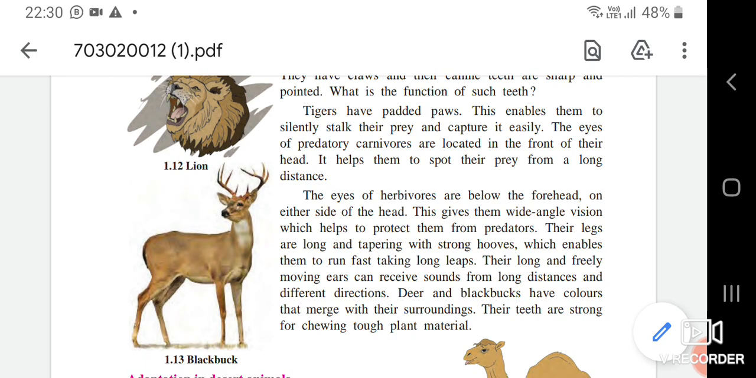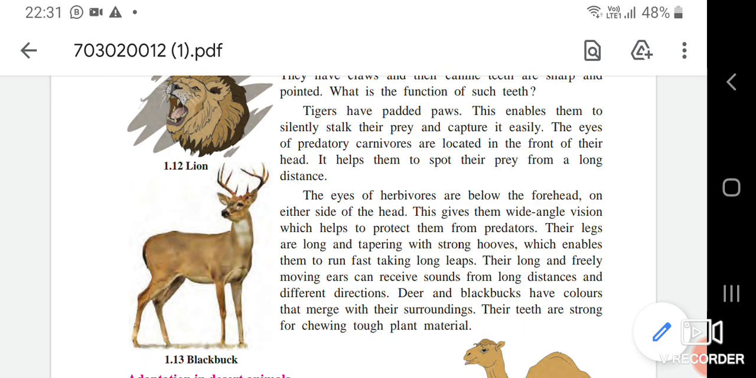Predators are what? The animals who eat these animals. They are carnivorous. Predators are carnivorous. And who are prey? Prey are the animals who are herbivorous or who become the food of other animals. Now we'll see the legs of the herbivorous animals. Their legs are long and tapering with strong hooves which enable them to run fast taking long leaps. So they can run fast and protect themselves.